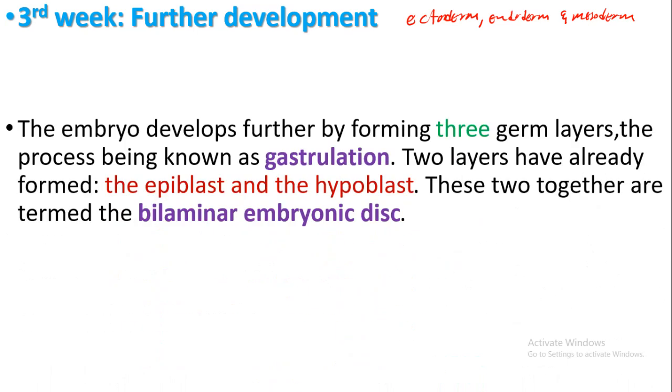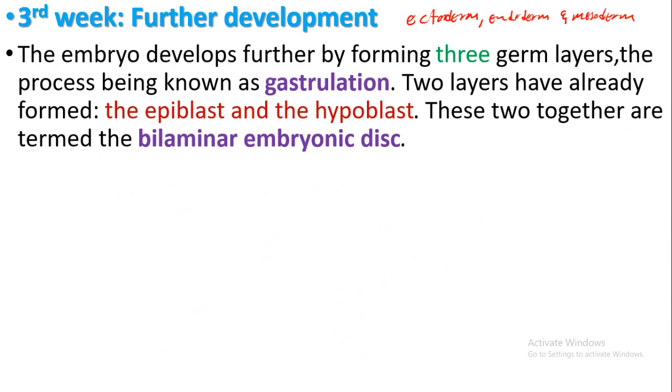With that being said, one thing we need to understand is that the 3 germ layers which are formed during week 3 are normally created by the process of gastrulation. And these 3 germ layers originate from the 2 germ layers which were created in week 2. The 2 germ layers are the epiblast and the hypoblast, of which, like I have stated, the epiblast will give rise to the ectoderm and the hypoblast will give rise to the endoderm.